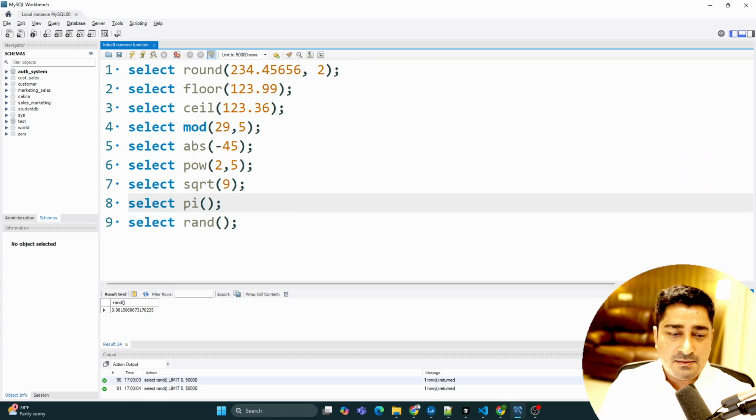These are some of the common functions which you will be able to find inside a SQL system. And I believe all of us are able to learn a lot with respect to inbuilt functions with this lecture.